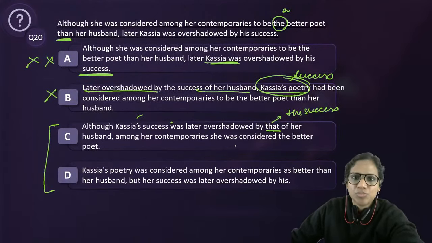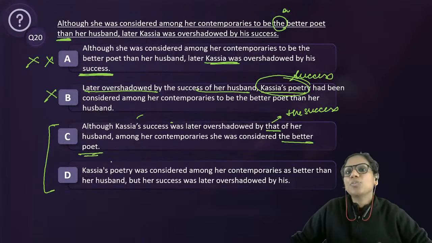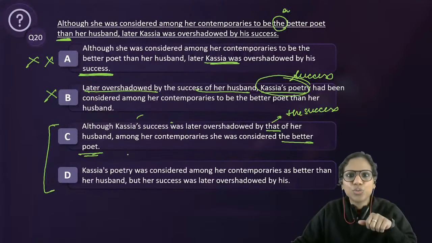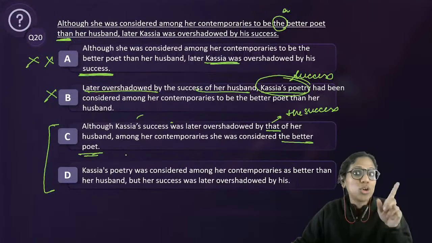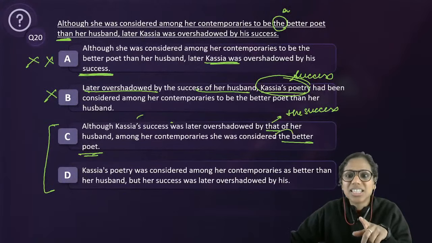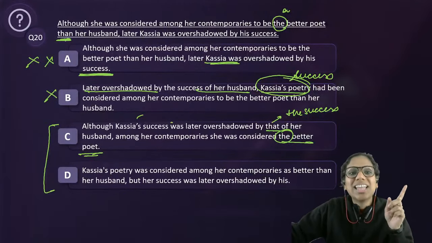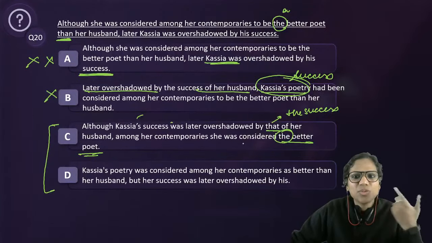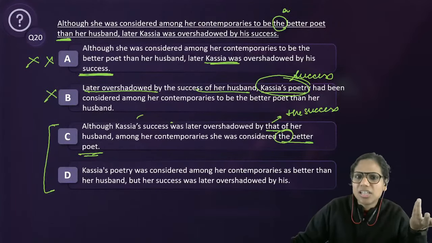Among her contemporaries, she was considered the better poet. Here, the better poet is correct. When you want to say, oh, he is the better of the two, okay, you're not using than afterwards, then the is correct. But when you say than, then a is correct. So here there is no than. She was considered to be the better poet. This seems like a correct sentence to me.